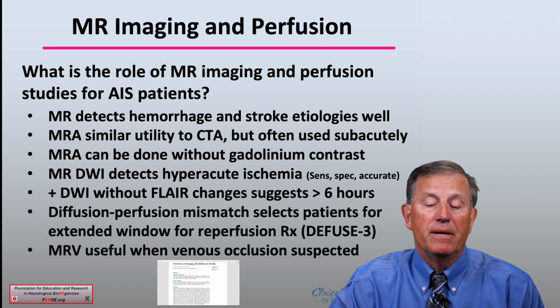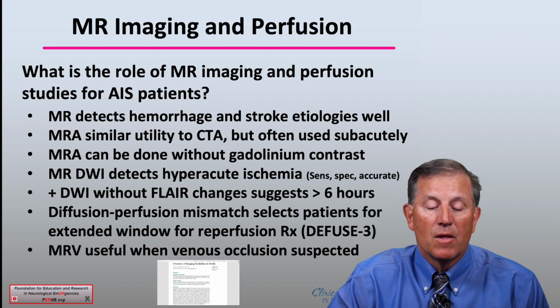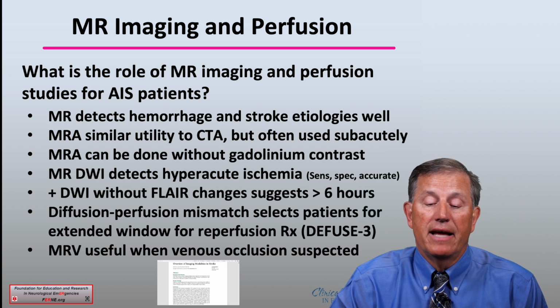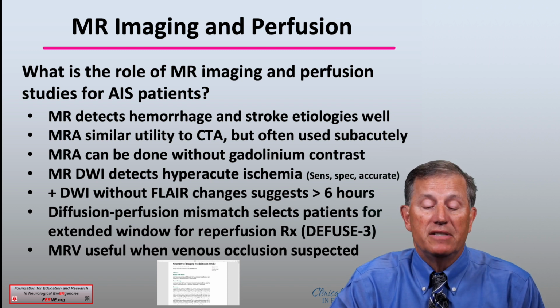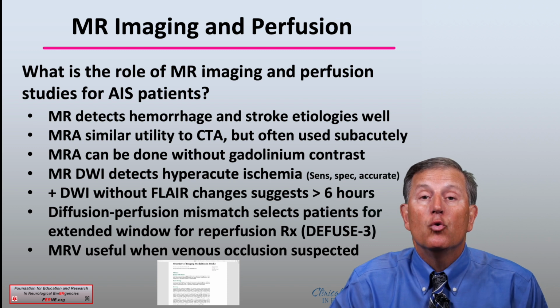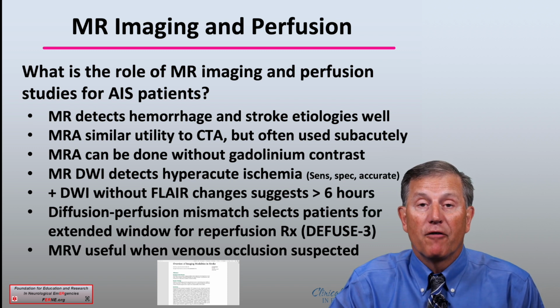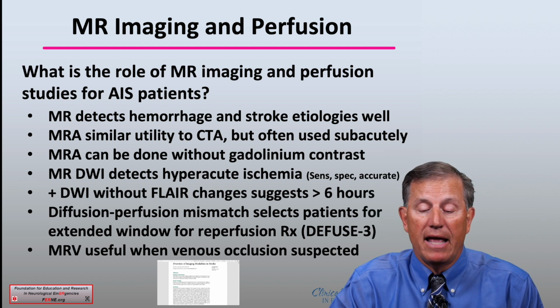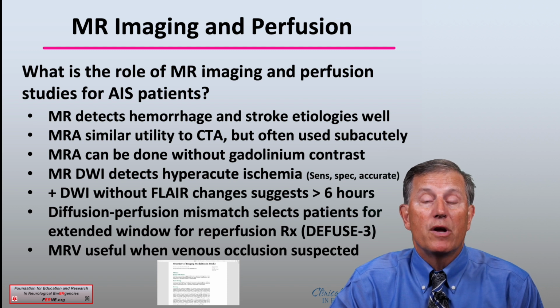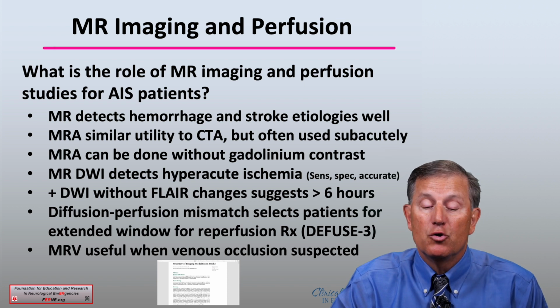We know that MRA can be done without gadolinium contrast. We know that MR DWI does detect hyper-acute ischemia with good sensitivity, specificity, and accuracy. And we know that it is possible with the use of DWI and FLAIR studies to identify patients who would benefit from EVT. We also know from the DIFFUSE-3 study that the diffusion-perfusion mismatch on MR does successfully select patients for the extended window for reperfusion therapies. And we know that MRVs are useful when venous occlusion is suspected.